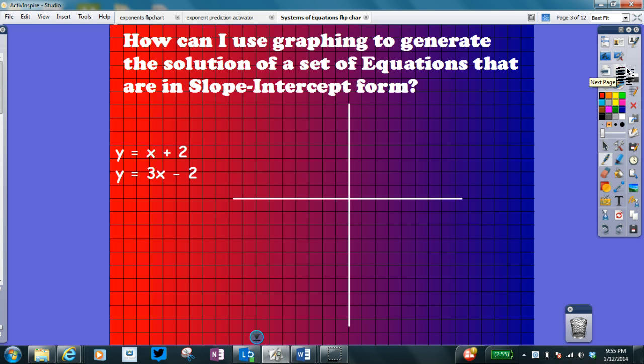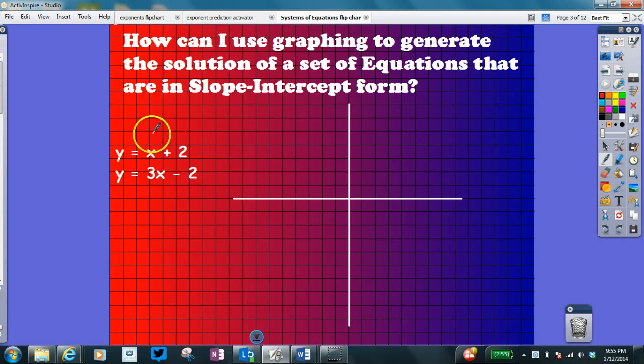But in part one, here's the thing I want to look at. How can I use graphing to generate the solution of a set of equations that are in slope-intercept form? We're just going to work two or three of these, and then I'm going to give you some assignment to do in class, and we're going to think, pair, share, and do some things with it. Just kind of take our time.